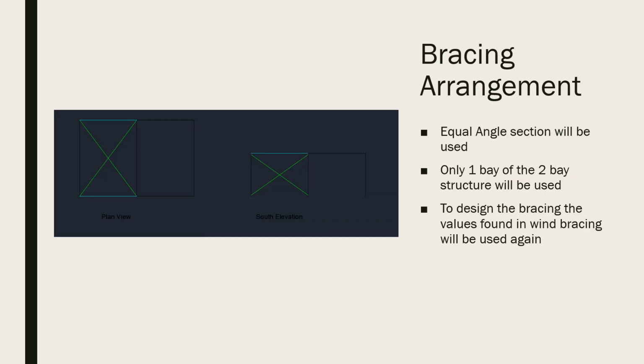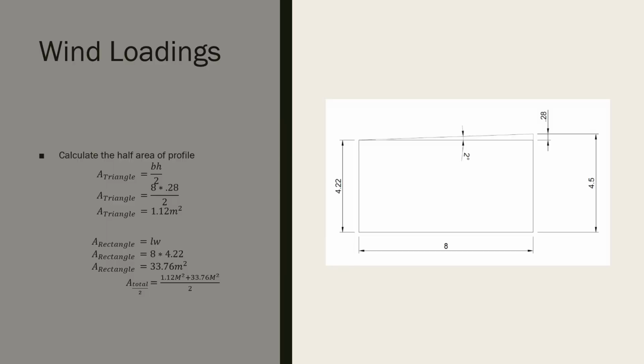For the wind bracing, the client has specified that equal angle section will be used, and we found that one bay of the 2-bay structure is a more economical choice when bracing a structure. To design the bracing, values found in the wind loads section will be used again. The first step in designing wind bracing is to find the area of the profile of the shed. To do this, the structure is broken up into two parts, a triangle for the top of the roof and a rectangle for the main part of the structure.